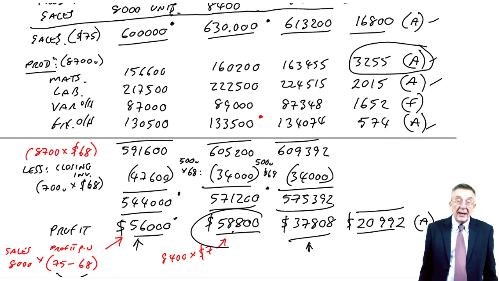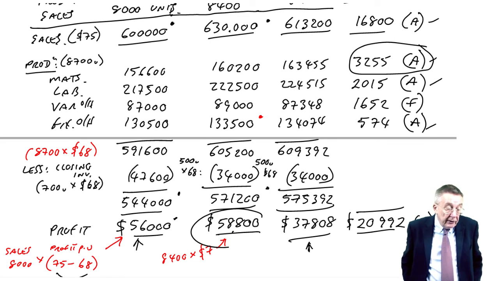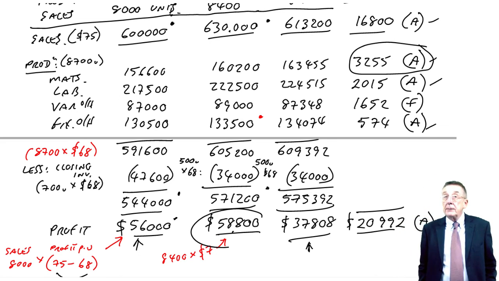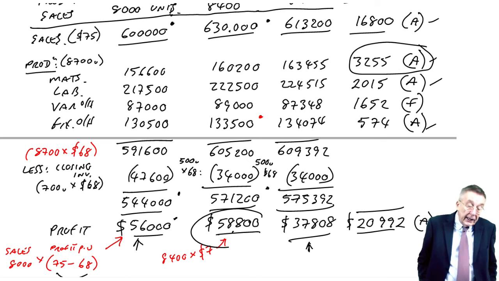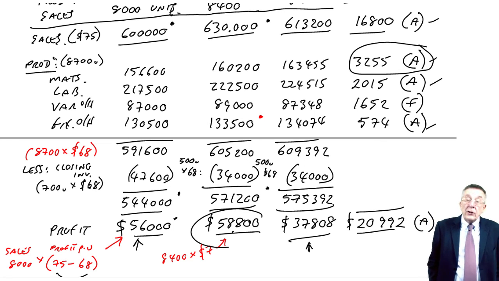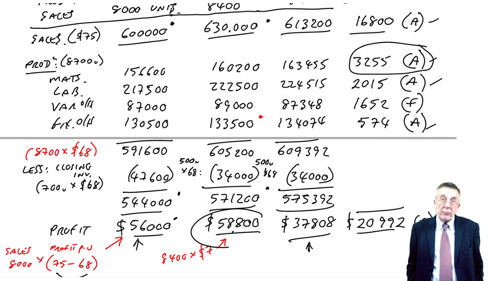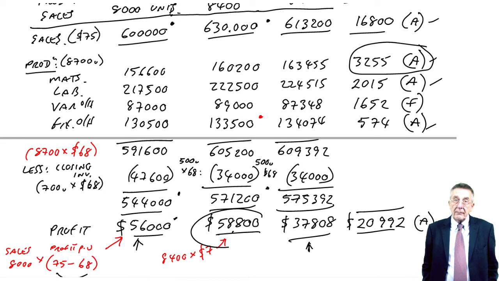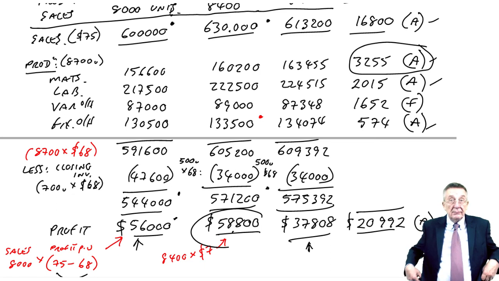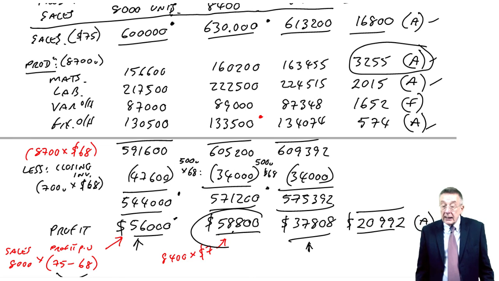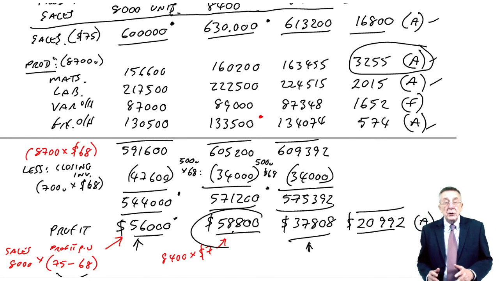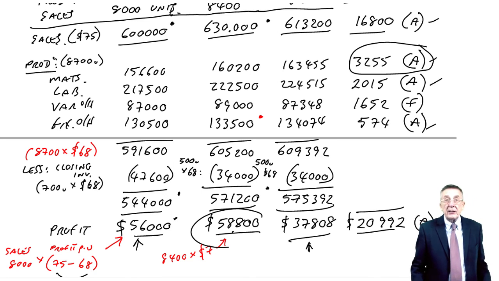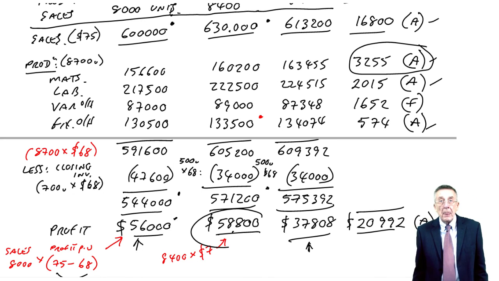Well, why did we spend more than 18? It could have been simply that we paid more than £4.50 a kilo. Or it could have been that we used more than 4 kilos a unit. We were wasting some. Or, of course, a combination of the two. And we need to find out. We need to analyse that 3,255. Is that due to the fact we paid too much per kilo? Is it due to the fact that we used too many kilos?